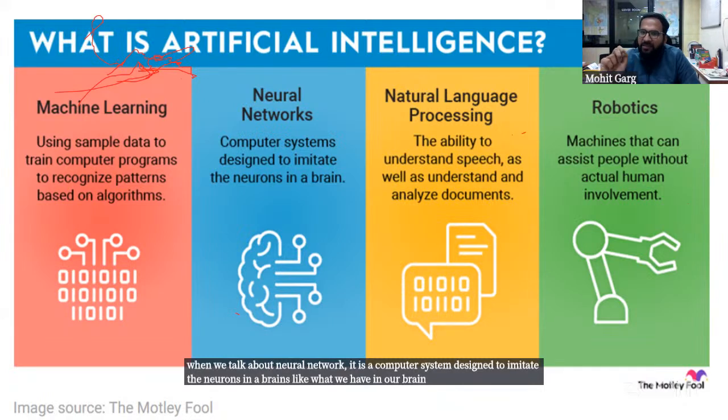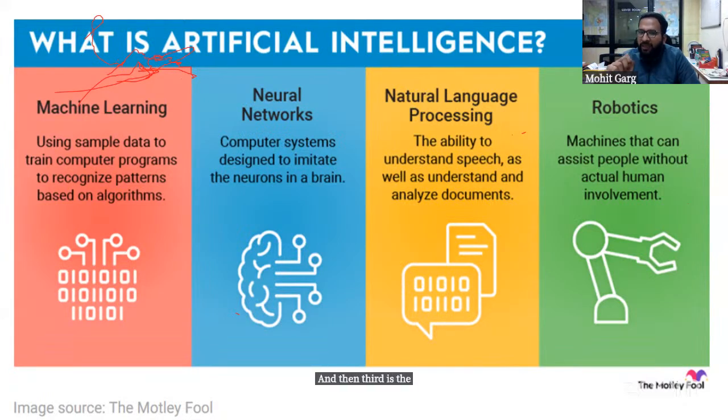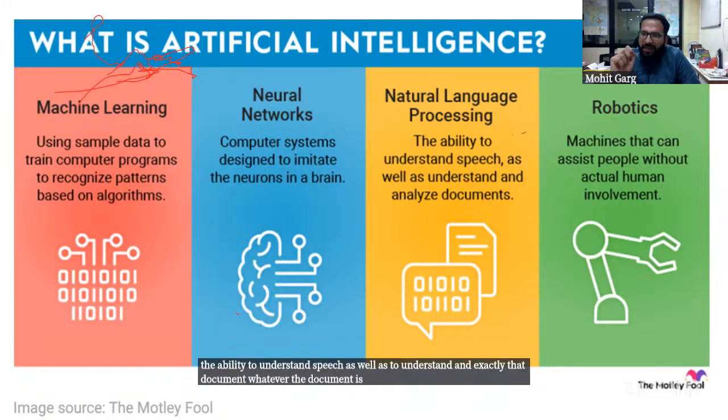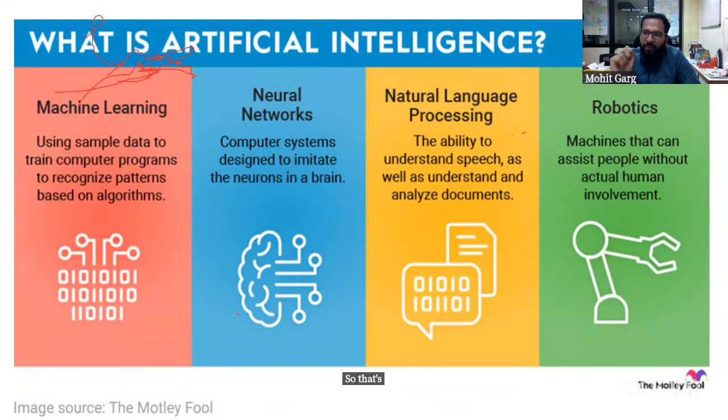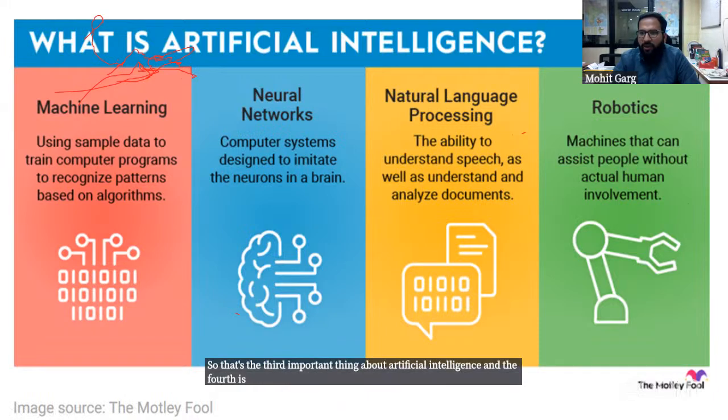Then third is natural language processing, the ability to understand speech as well as to understand the document, whatever the document is. So that's the third important thing about artificial intelligence. And the fourth is robotics. Okay. So machines that can assist people without actual human involvement.